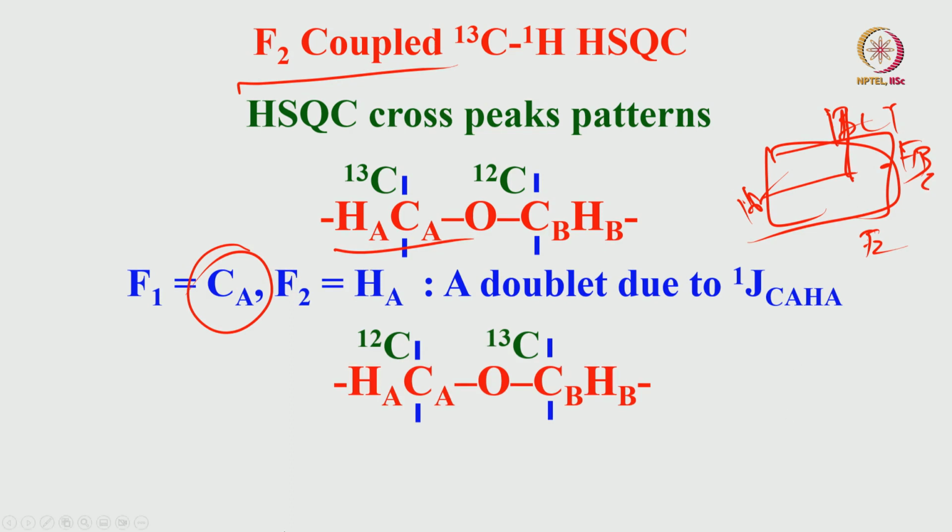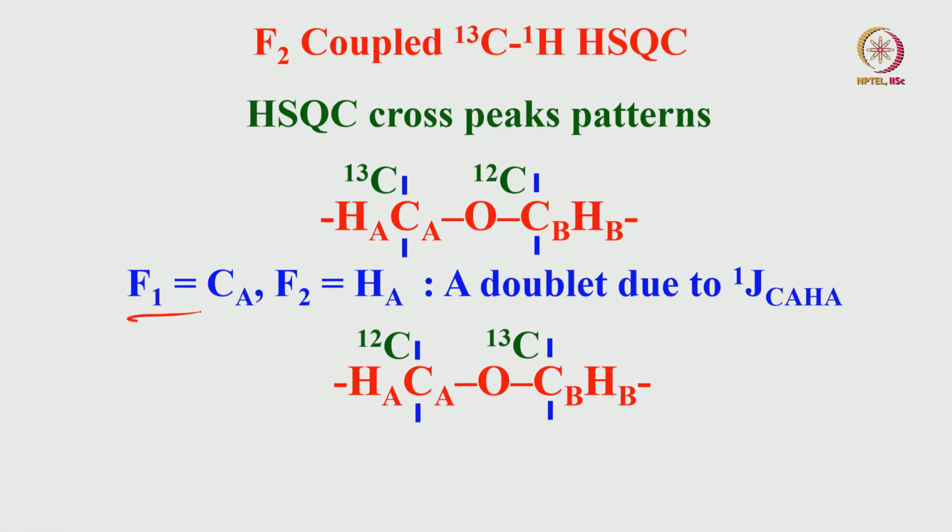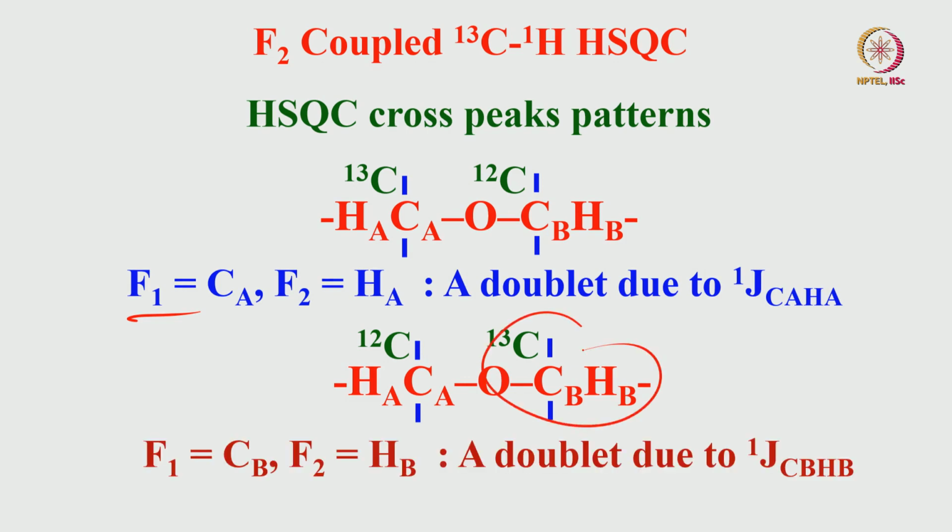This is going to be a doublet because this carbon is in the carbon 13 state. As a consequence, it is going to be a doublet, which is given by the one bond carbon proton coupling. We will go to the next isotopomer. Next isotopomer is this. In this isotopomer, what happens? In the F1 dimension, we get the carbon B chemical shift. In the F2 dimension, for the same cross peak, we get the proton chemical shift. Again, it is a doublet due to one bond carbon proton coupling, because remember I am discussing F2 coupled HSQC. We are not doing any decoupling.